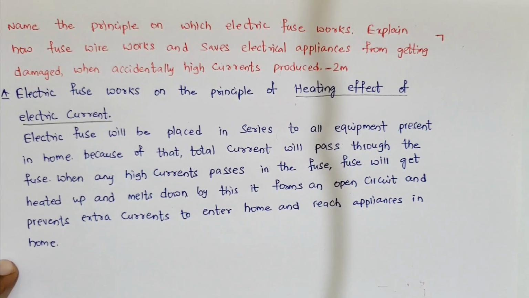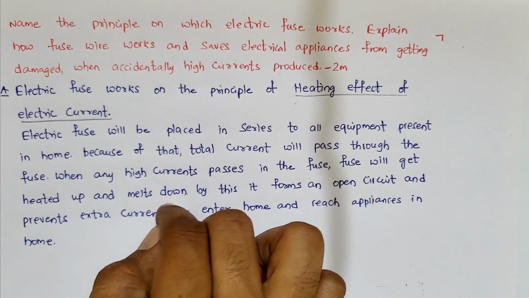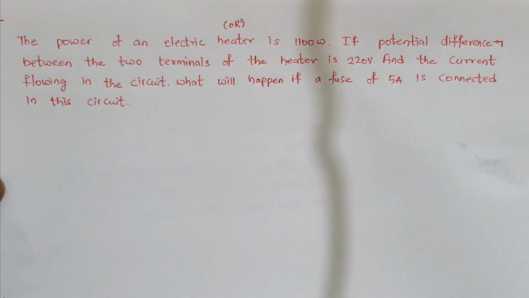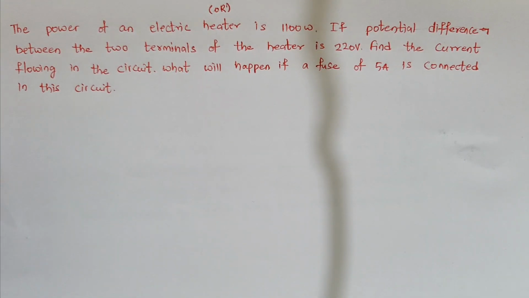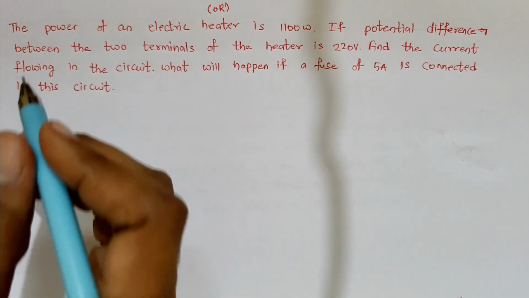Okay, this was an OR question, meaning there was an alternative question for this one. What was it? You can choose this question or the other question. The other question was: the electric power of an electric heater is 1100 watts. If the potential difference between the two terminals of the heater is 220 volts, find the current flowing through the circuit. What will happen if a fuse of 5 amperes is connected to the circuit? That is the question. See, now they gave the power rating.